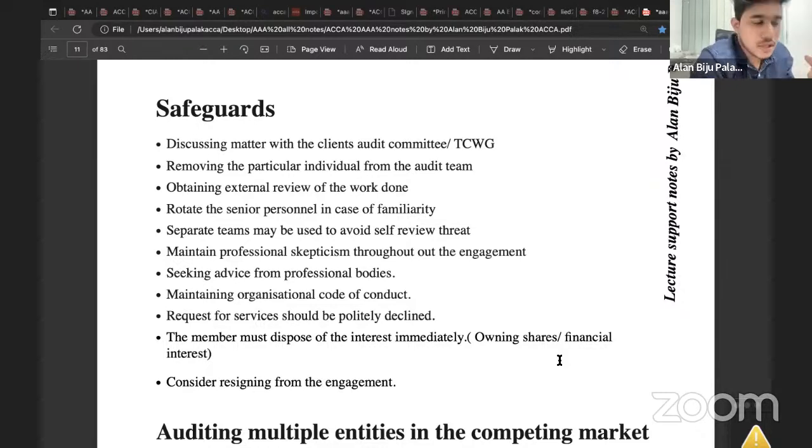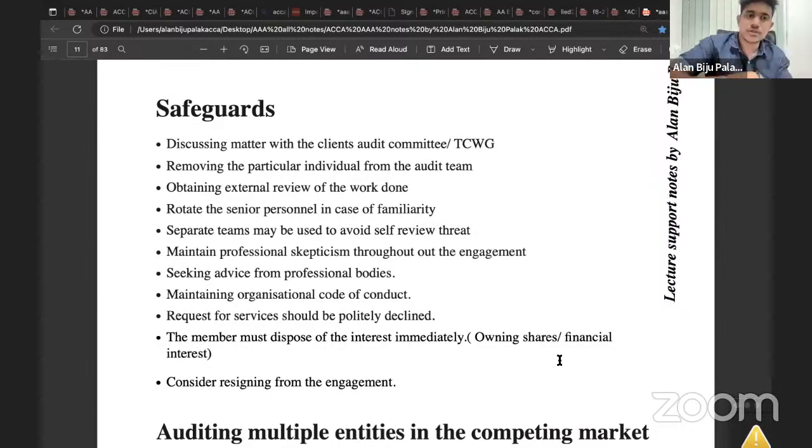Then whenever there is an issue with ethics related matters, we can discuss that with those charged with governance and the audit committee. We can obtain advice from professional bodies such as ACCA. If there is something that affects familiarity, then we can consider removing that person from the engagement team. And if it is an engagement partner, we can rotate him. Then if the auditor has any financial interest in the client company, we can consider disposing of the shares immediately. Then if any of the safeguards are not properly operating, we can consider resigning from the engagement as a last option. Clear? Yes, sir. Okay, fine.